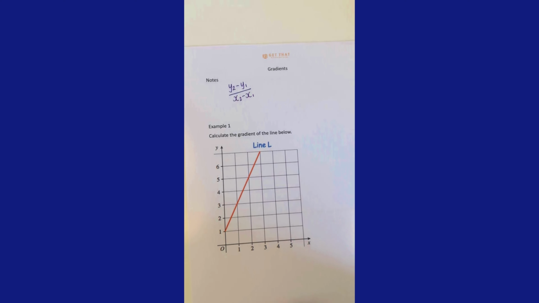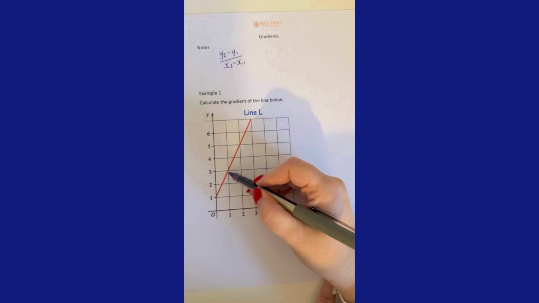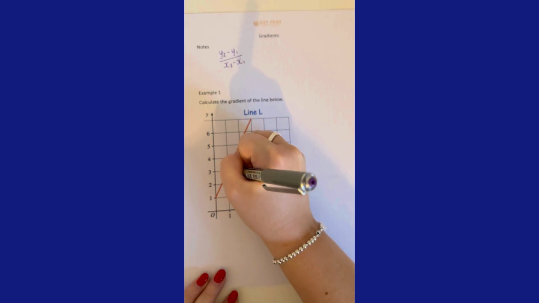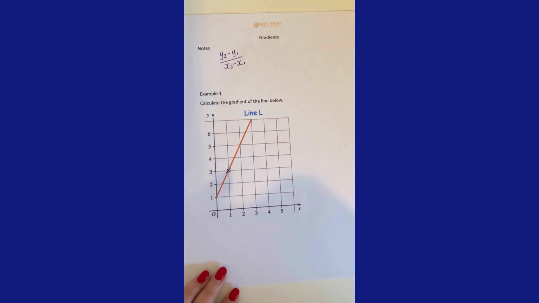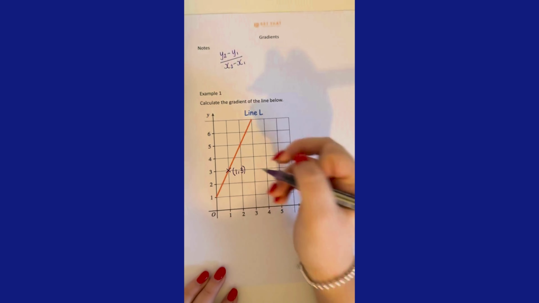So let's have a look at example 1 then. Calculate the gradient of the line below. Now, as I said, we can use this to calculate our gradient. However, in order to do that, we need to figure out what y and x is. And the way we do that is we pick two coordinates. Now, sometimes you may get given the two coordinates, but if you have a graph like this, I suggest just picking two. Now, my suggestion is picking two that actually fall on a number point. So if I was to pick this point here, I can't get an exact value there. Whereas if I was to pick this point here, I can get an exact coordinate for that point. So I know this point, the coordinate is going to be 1, 3, along 1 and up 3.